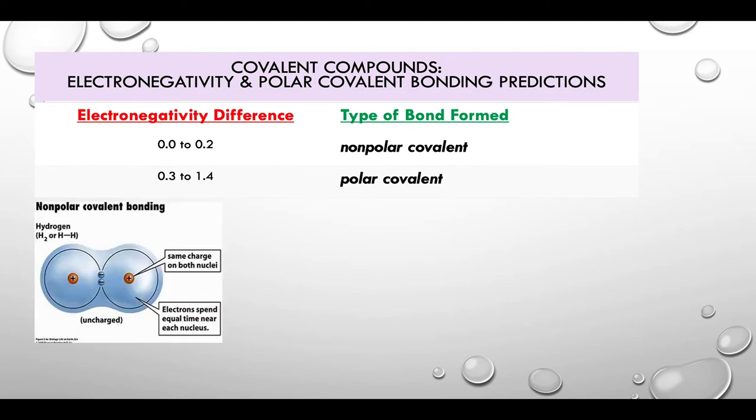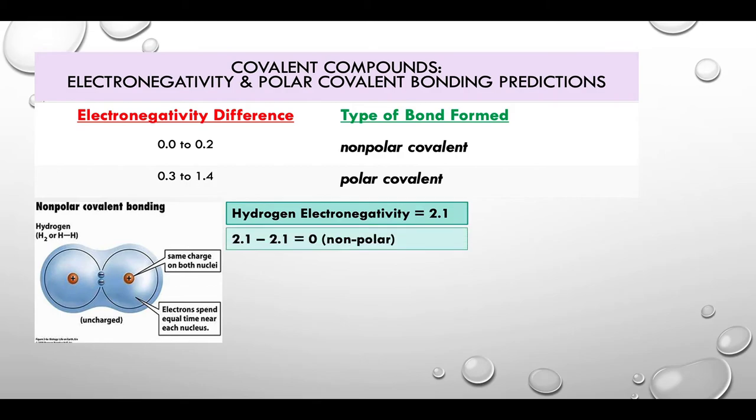So back to our little example, in this case hydrogen and chlorine, the same thing. They're both the same. So hydrogen has an electronegativity of 2.1. So does the other one. Their difference is 0, so it's nonpolar.